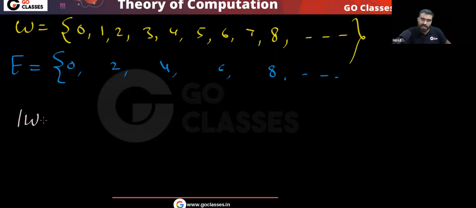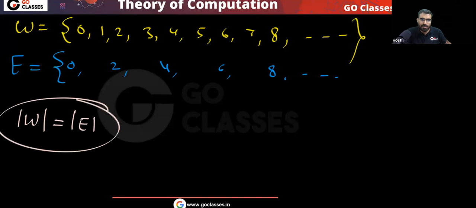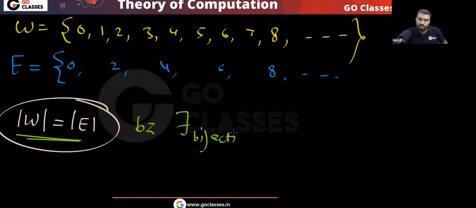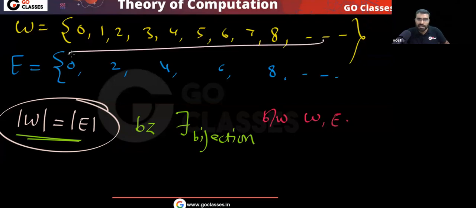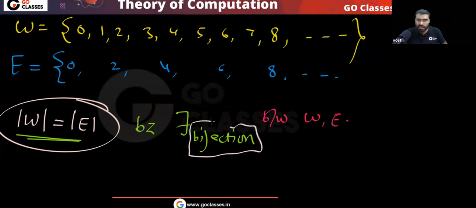Still remember, the size of whole numbers is the same as the size of even whole numbers. Please tell me how many of you got it? Because there exists a bijection. You can put them in one-to-one correspondence, so they have the same cardinality.